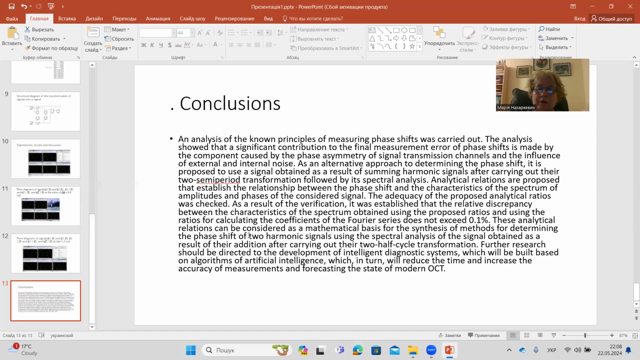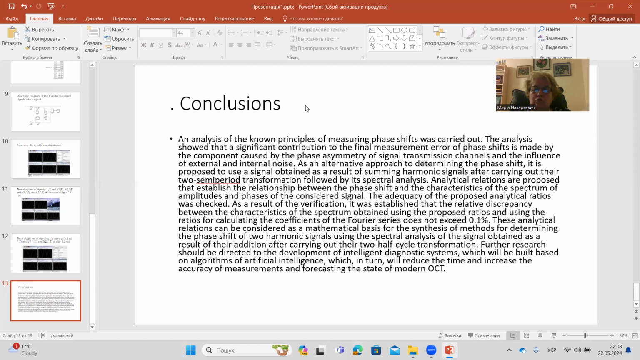These analytical relations can be considered as a mathematical basis for the synthesis of methods for determining the phase shift of two harmonic signals using the spectral analysis of the signal obtained as a result of the addition after carrying out the two half-cycle transformation.